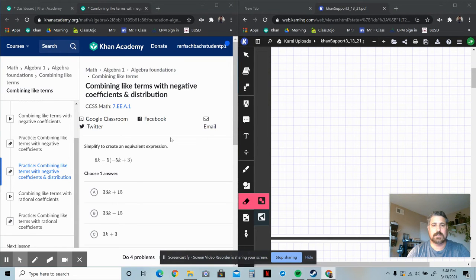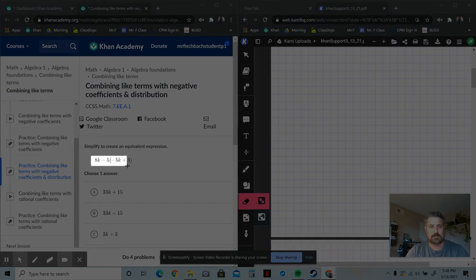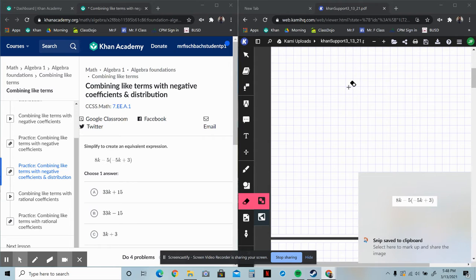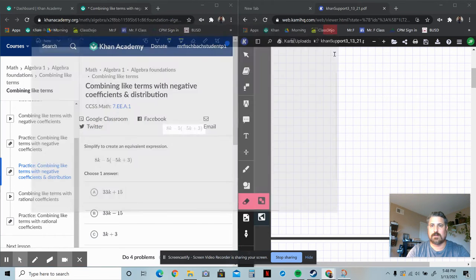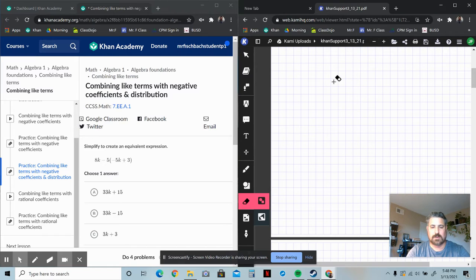This one's on combining like terms with negative coefficients and distribution. All right, let's go. I'm just going to do a little copying and pasting here. I'm going to grab the expression and paste it in here. All right, so let's paste it into our Cami.